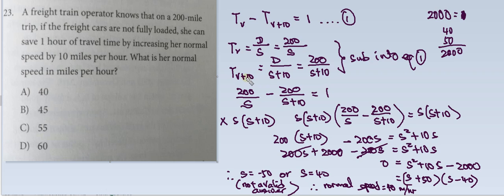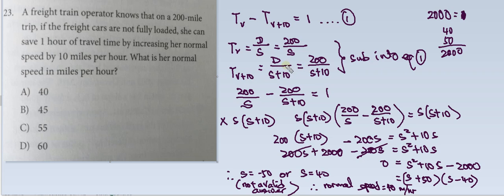Now, let's look at the second scenario. If we increase the speed by 10 miles per hour, that means S plus 10. So this is the actual speed. So T2 is the time taken to travel at the additional speed of S plus 10.